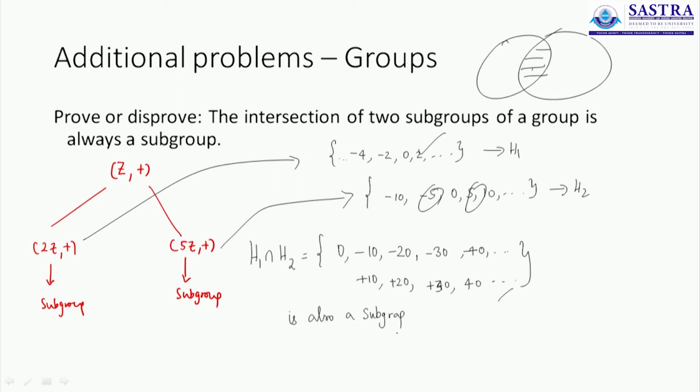But that's not the question that we are trying to solve. We are not specific to a group, we are not specific to an operation, we are trying to generalize. Just like the previous problem, can we generalize the given statement? Will the intersection of two subgroups always be a subgroup? That's what we are trying to find out.